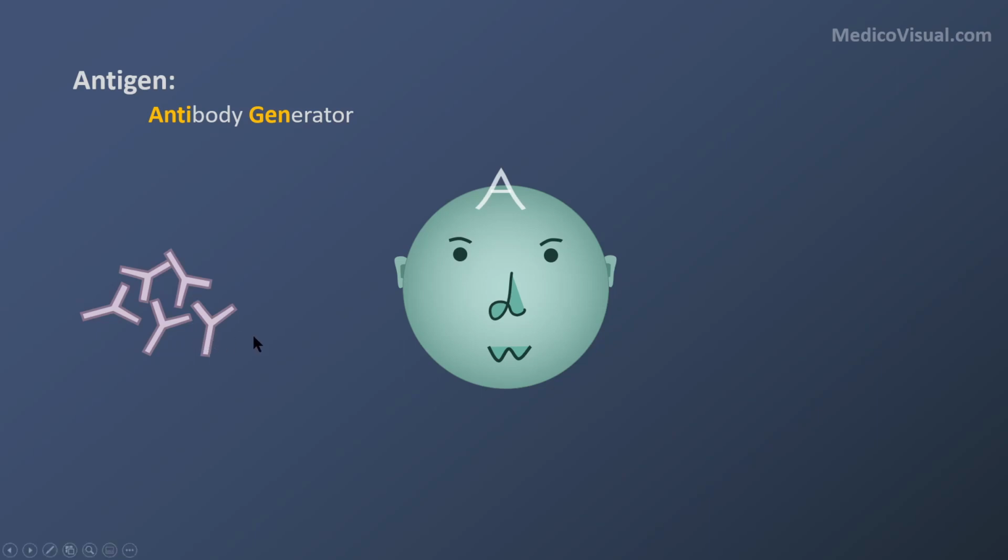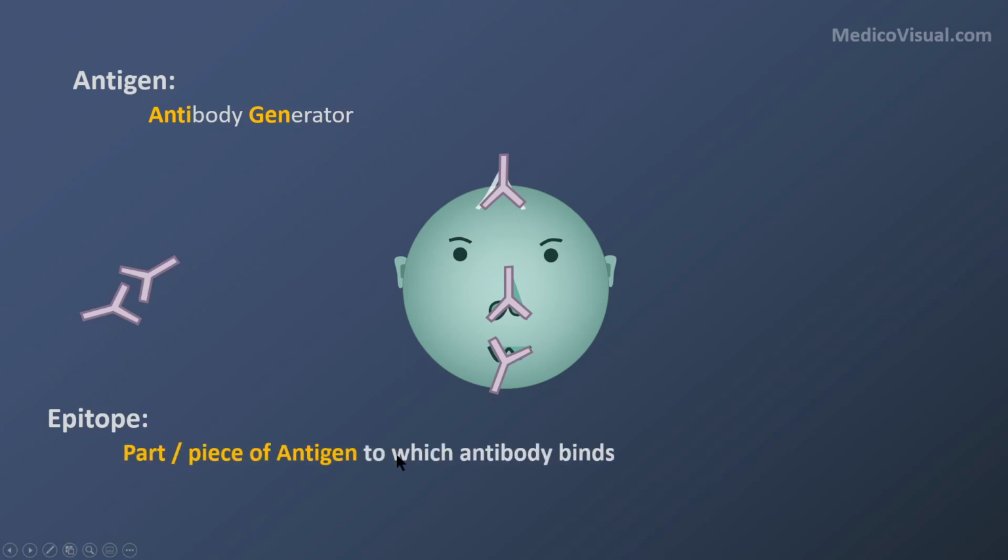Let's suppose this antibody may bind here, or it may bind here, or here. It cannot bind this whole antigen. And the part or piece of antigen to which the antibody binds is called an epitope. So what is an epitope? An epitope is the part or piece of antigen which the antibody recognizes and binds to. This is the definition of epitope.